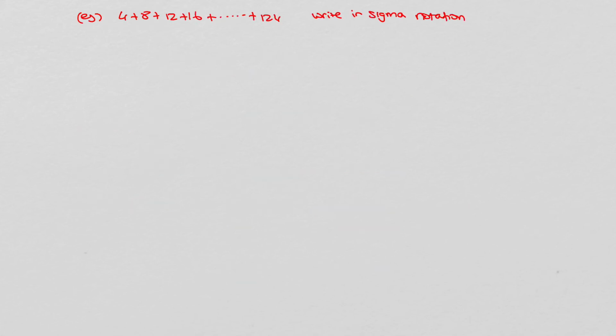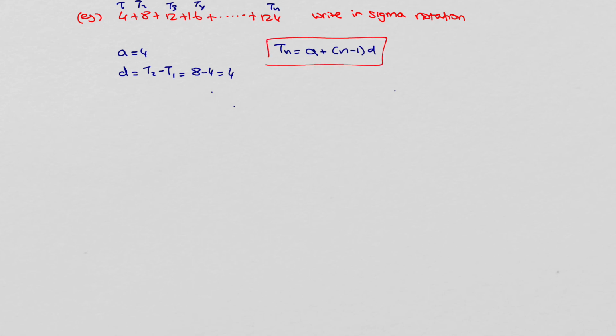A less common kind of question would be if we were asked to write it in sigma notation. So if I look at each of those terms, if I was to write above them term 1, term 2, term 3, term 4, this would be term n. We'd need to know how many terms there are in this sequence. So we have a is 4, d would be the difference between the first and the second term, which would be 8 minus 4, which is 4. That means that my general term would be given by a plus n minus 1 times d from our maths tables.